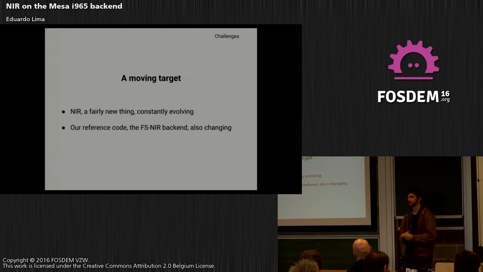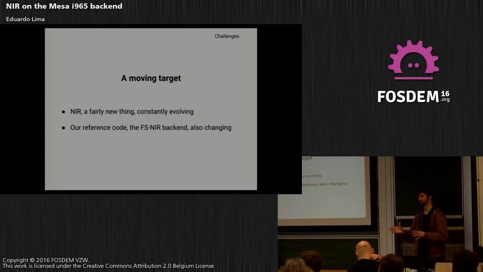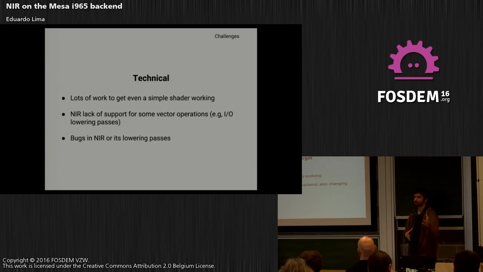And then NIR is still fairly new, so it has been changing and evolving. If you follow the Mesa development list, you'll see patches for changing things in NIR every day. While we were developing this, NIR changed a few things. Then also the scalar backend, the fragment shader backend, is the name we have internally for the scalar version, and it was also changing. That was our reference, so we were looking at it and trying to do more or less the same thing, and it was changing too. So it felt like a moving target at some point. We were thinking, wow, this is changing so fast, and we're trying to catch up and make this work.